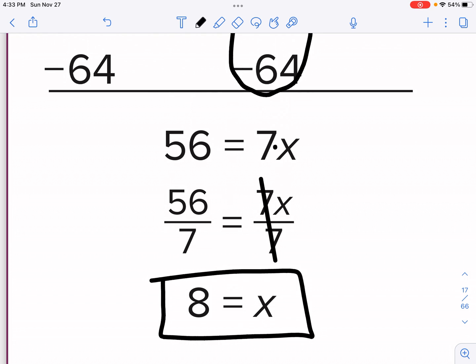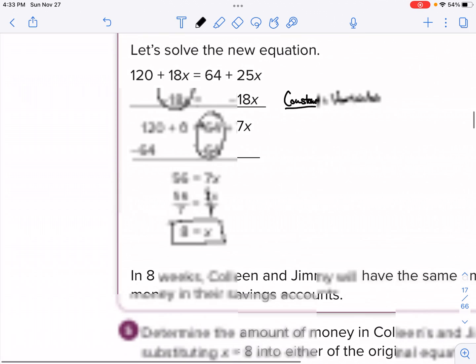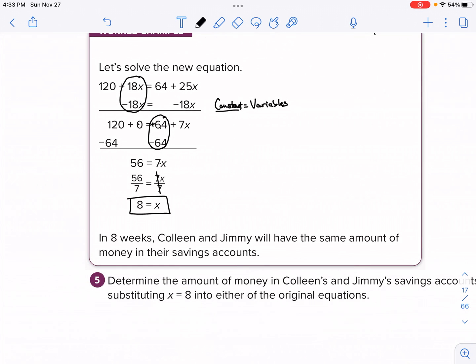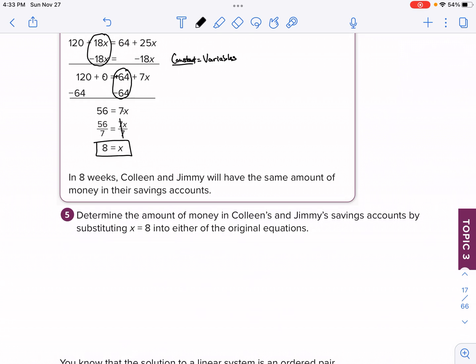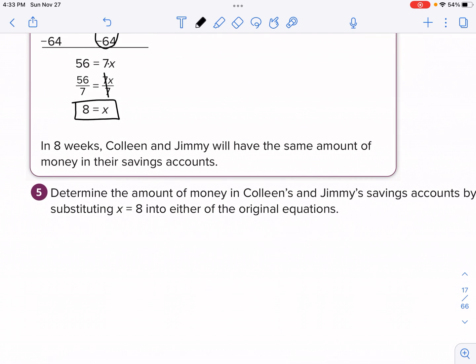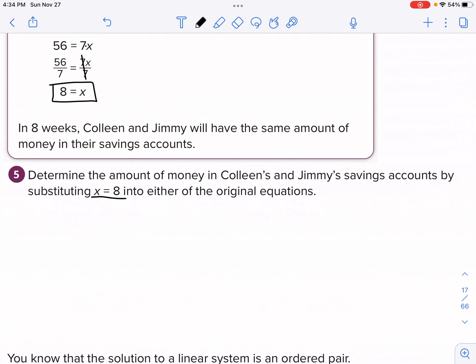So that is one part of our answer. This means these two accounts will be equal at 8 weeks. In 8 weeks, Colleen and Jim will have the same amount in their account. But we're going to figure out what y is, and that's where we have to substitute. Determine the amount of money in Colleen's and Jimmy's savings accounts by substituting x into either of the original equations. It does not matter.